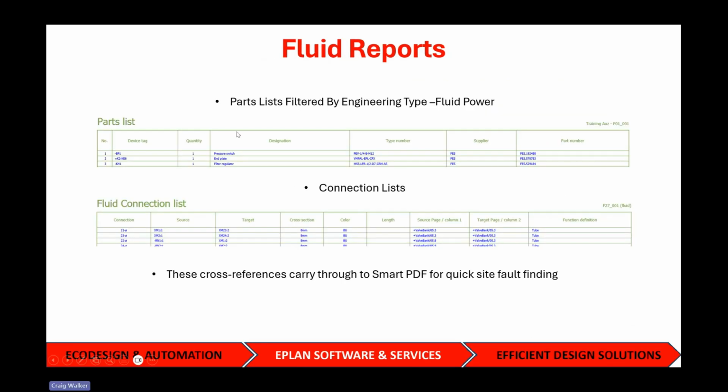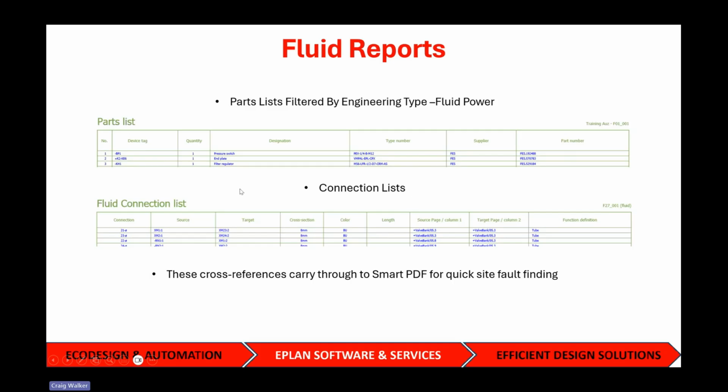Looking at the fluid reports, parts lists filtered by engineering type. The engineering type is classified as fluid power under Eplan, and you can create a parts list like you would for any other device list with the device tag, its description, type number. You can customize all these reports in the exact same way as electrical, supplier, and part number. Obviously, you can see the Festo part numbers are carrying through here.